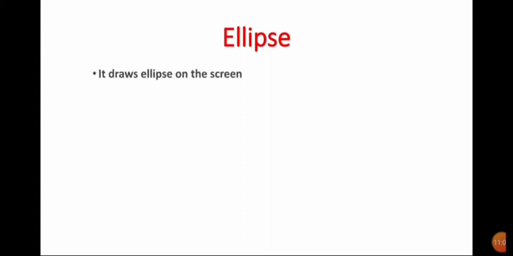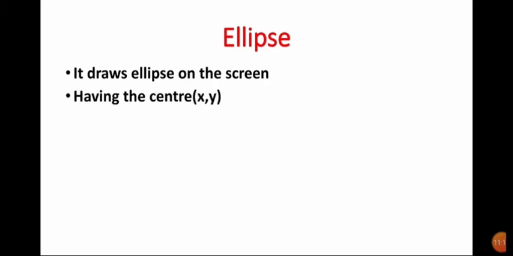So let us move towards the next statement or function, and that is what? Ellipse. So what is the ellipse function? It draws the ellipse on your screen having the center x and y.